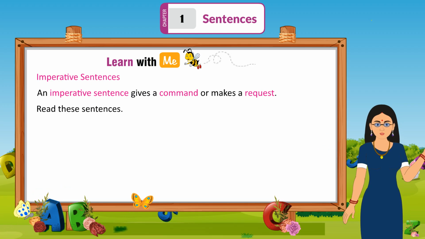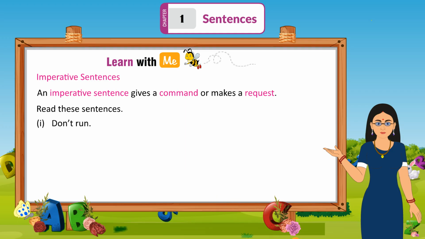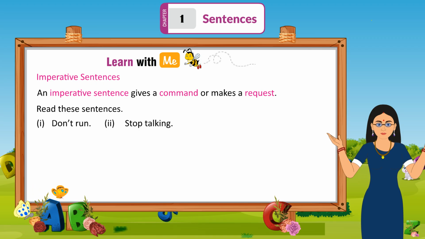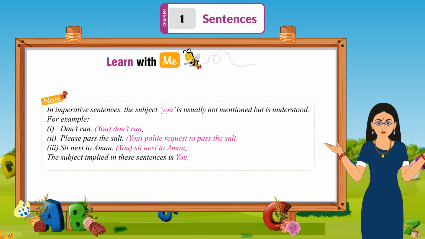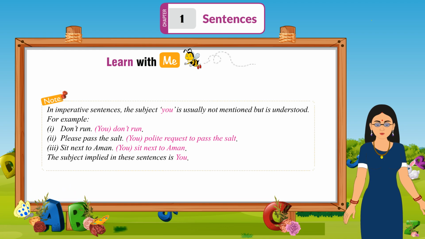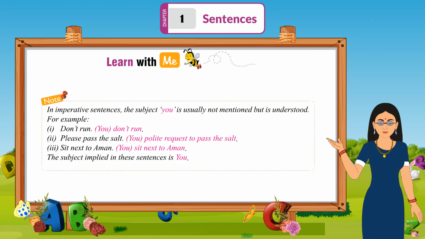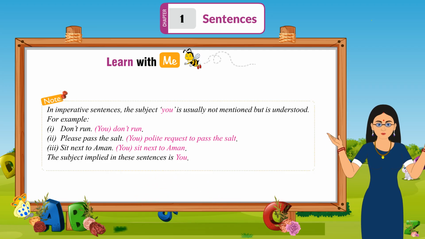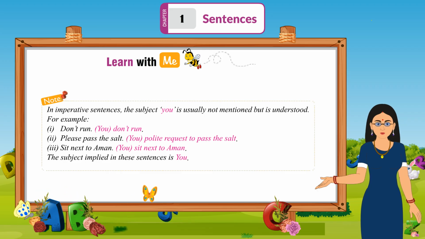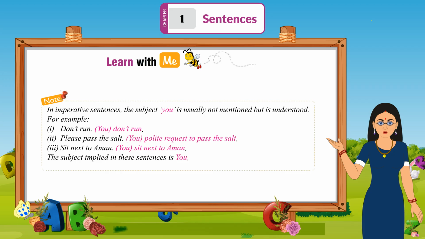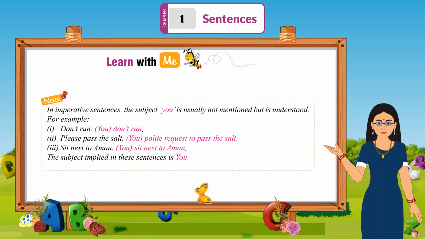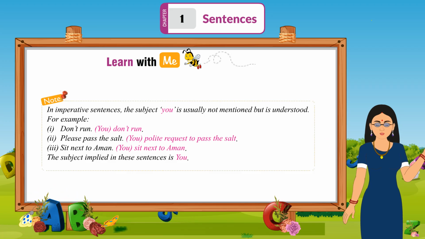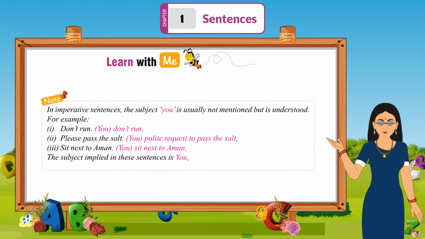Read the sentences. Number 1, don't run. Number 2, stop talking. Number 3, please lend me a pencil. In imperative sentences, the subject you is usually not mentioned but is understood. For example, don't run, you don't run. Number 2, please pass the salt. You, polite request to pass the salt. Number 3, sit next to Aman. You, sit next to Aman. The subject implied in these sentences is you.